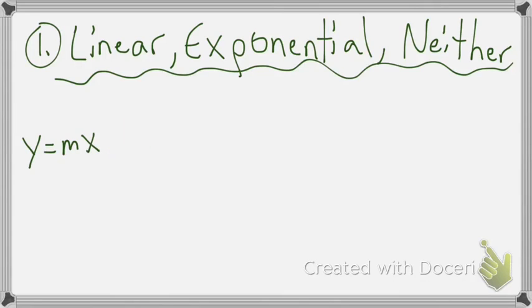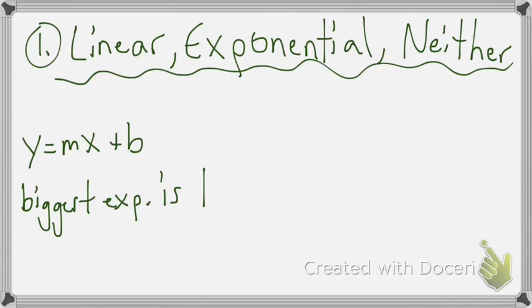linear equations would look like this: mx plus b. Another way to remember when equations are linear or not is the biggest exponent is a 1. Obviously you can't see an exponent here. That's because we never write anything to the first power. We only write it if it's the second power up. So those are two ways of remembering whether an equation is linear or not.